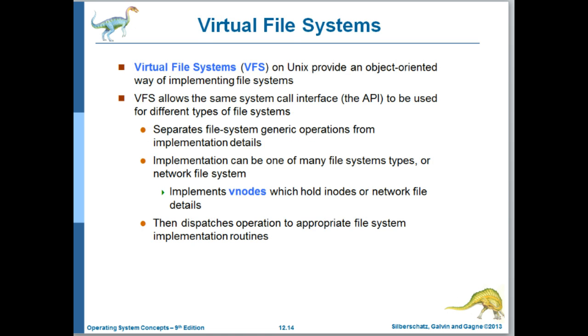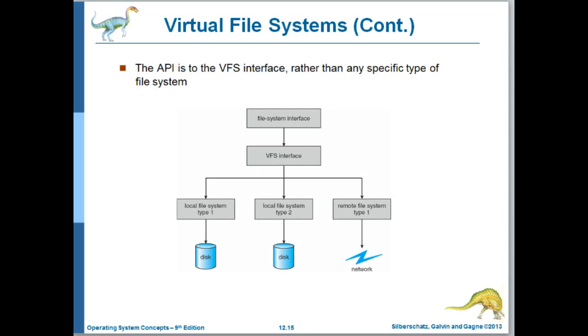So given that Linux supports many file system types, such as ext, the file system types for optical devices, and NFS, it's useful to have a layer on top of those, a virtual file system layer, so that application programs are shielded from any details of those particular file system types. So here's a figure illustrating that.